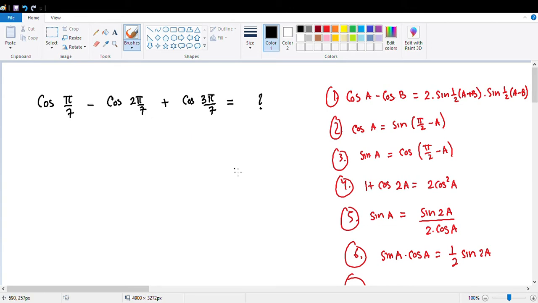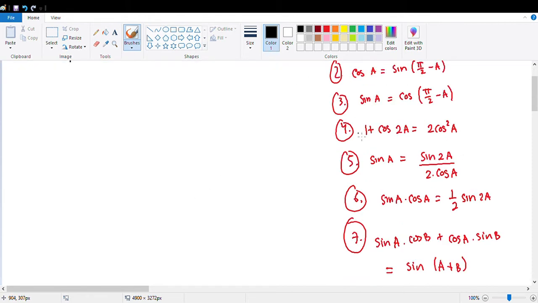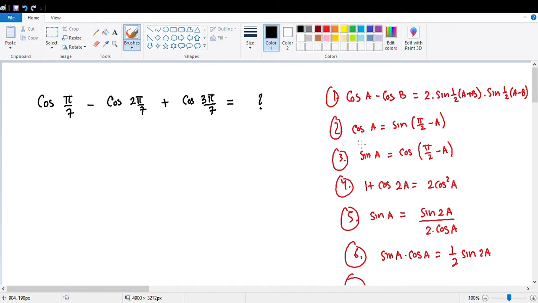Okay, now we are given a problem like this: cosine pi over 7 minus cosine 2 pi over 7 plus cosine 3 pi over 7. To solve this one, we can use these 7 trigonometry identities in the red ink, and we can apply these 7 rules to this problem. Okay, now for solving it, let's take a look at part 1.